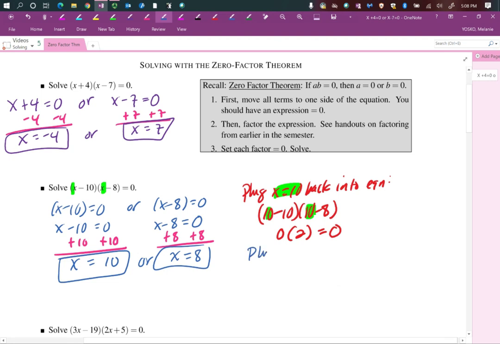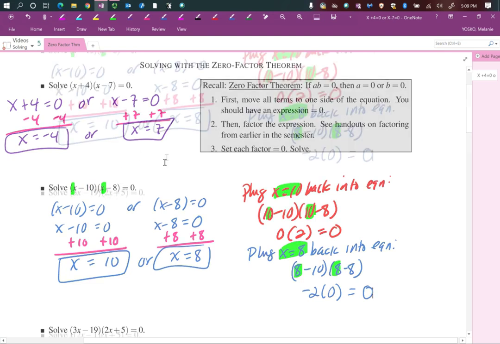So try the other one. Plug x equals 8 back into the equation. 8 minus 10 times 8 minus 8. 8 minus 10 is negative 2. 8 minus 8 is 0. In this case, we still get 0. But again, I want to stress, these answers each give one place where one set of parentheses is equal to 0. If you plug in 10, one part's 0, the other one is not, and that's okay. So let's do another one.